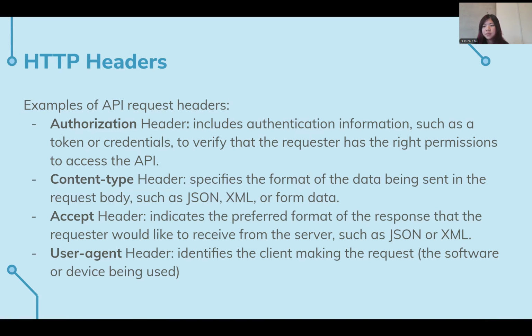For requests specifically, there's authorization headers, which prove you have permission to access an API. There's content type headers, which tell the server what format the data is in, for example, like JSON. There's accept headers, which tell the server what format you want the response in. And then there's user agent headers, which identify what client is making the request.